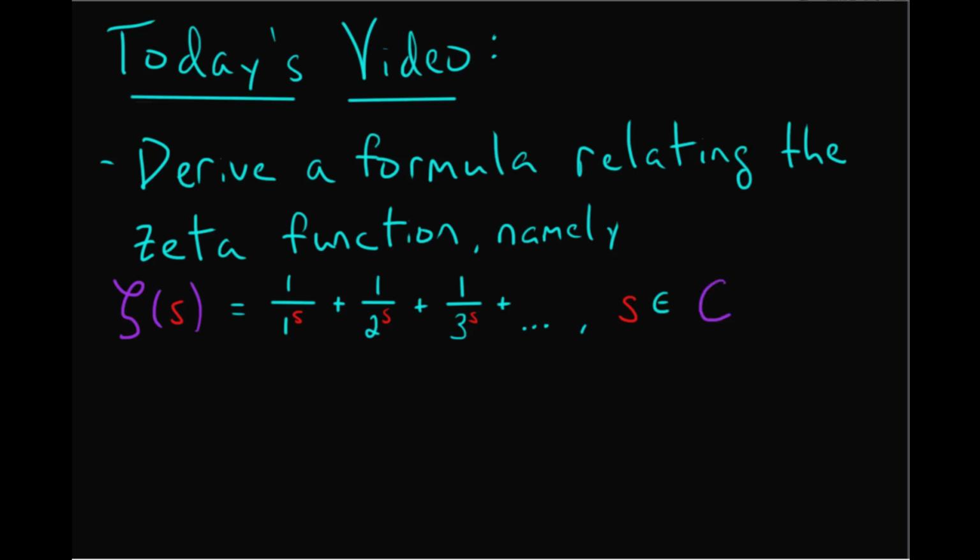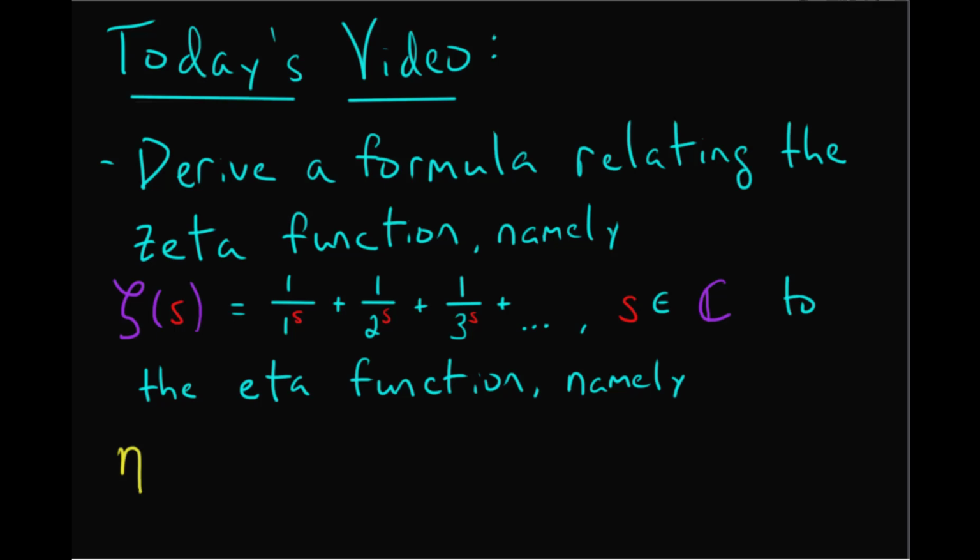where s is a complex number, to the eta function, which is the following: eta of s equals 1 over 1 to the s minus 1 over 2 to the s plus 1 over 3 to the s minus 1 over 4 to the s plus ... So the eta function is like the alternating version of the zeta function.